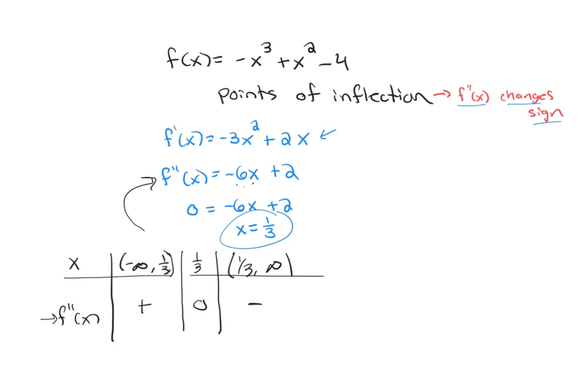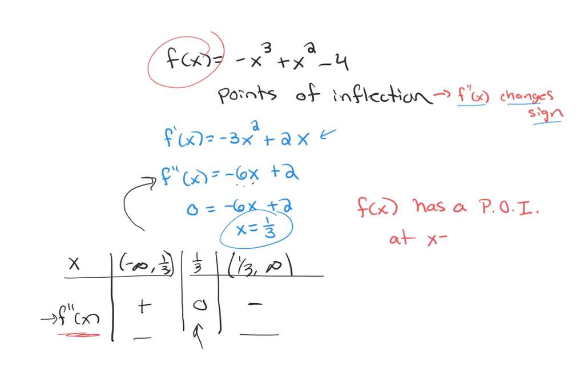So as you can see, this is the point where the second derivative changes signs. And this is giving us information about f of x. So what you would say is f of x has a point of inflection at x equals 1/3 because the second derivative changes sign.